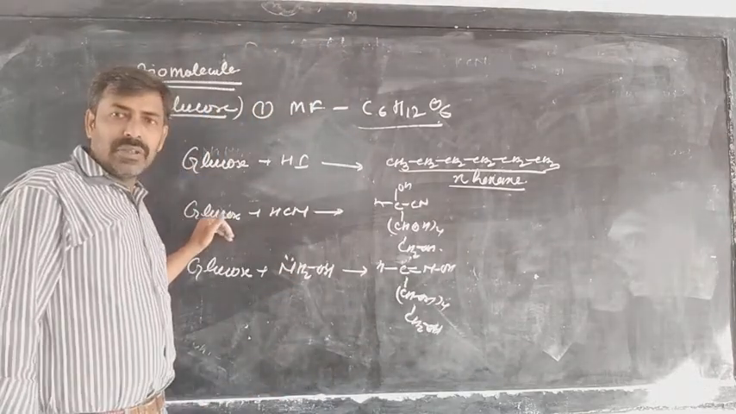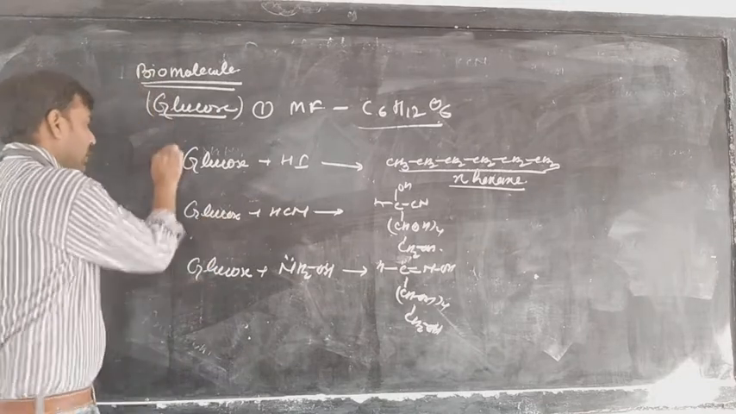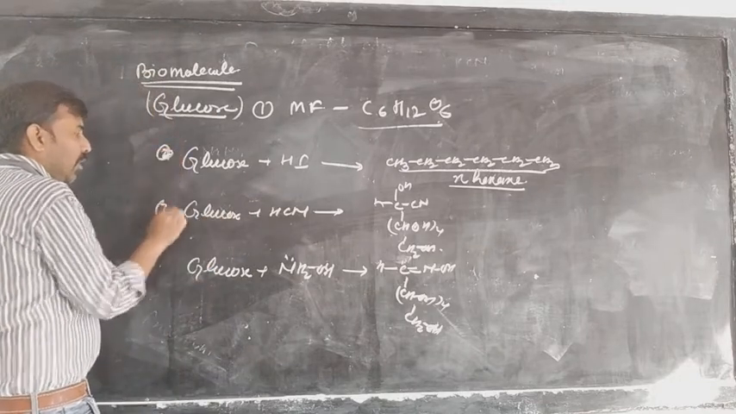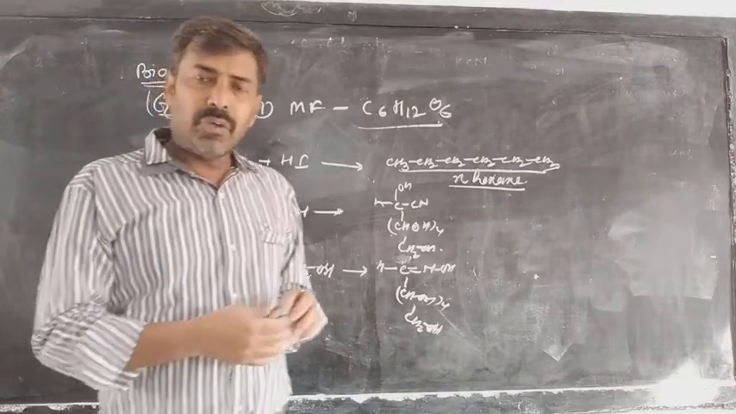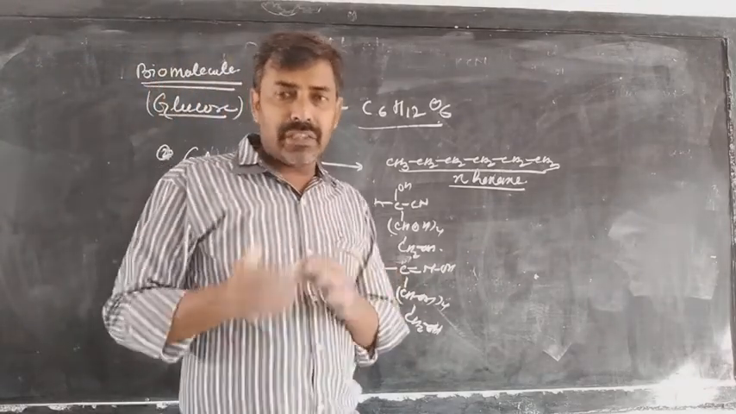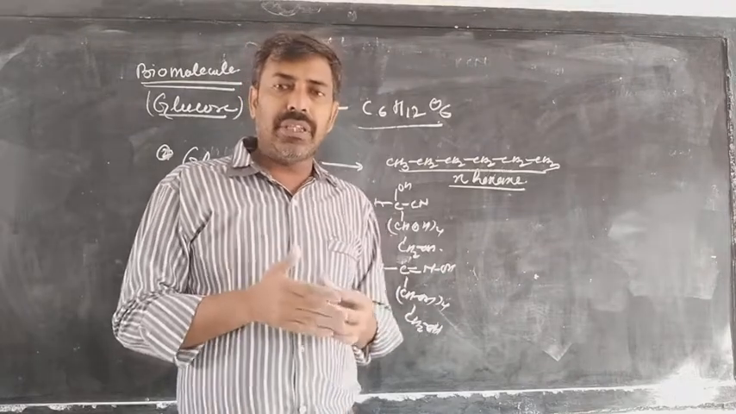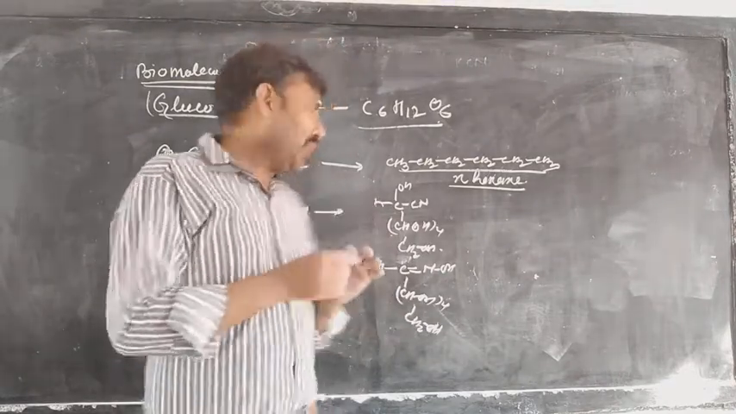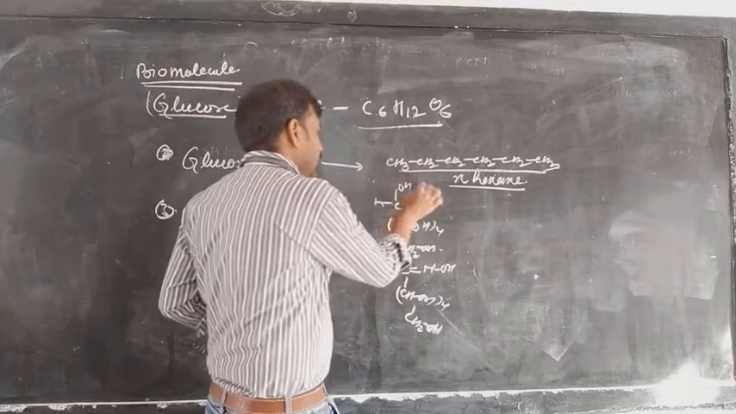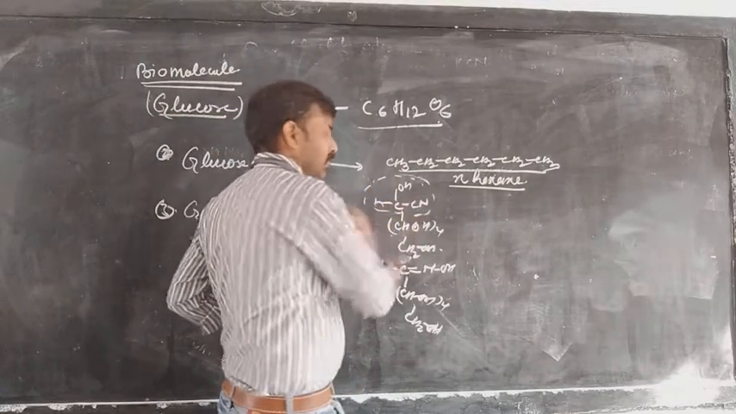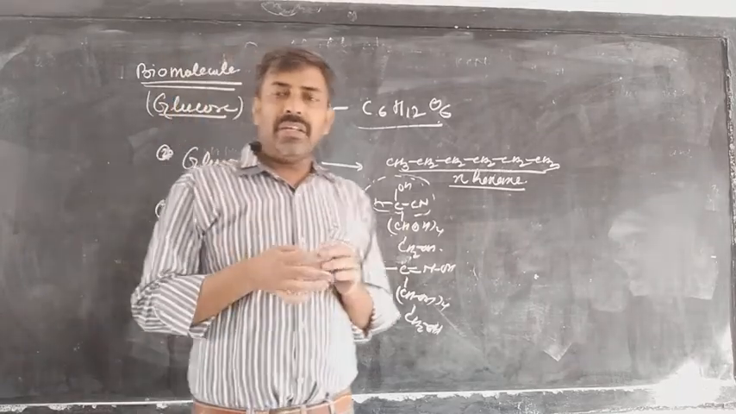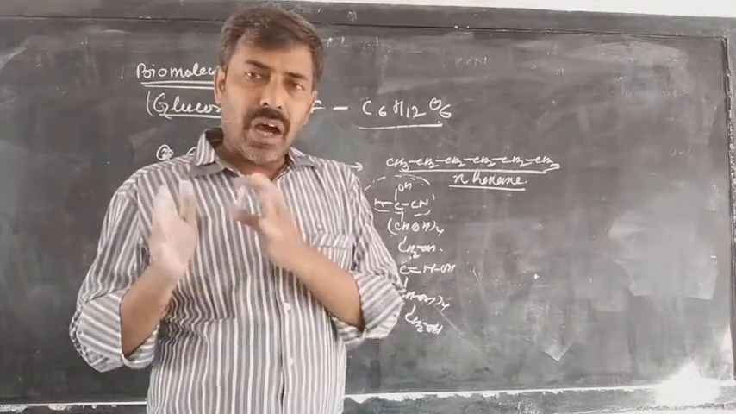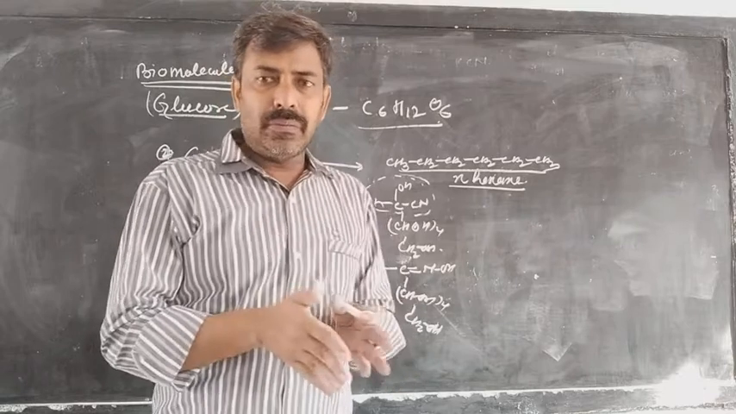What about the reaction with HCN? This is the first reaction. Now when glucose reacts with HCN, as you know well, in the case of aldehydes and ketones, a nucleophilic addition reaction takes place. Similarly, here you can see that the addition reaction is taking place. And this addition reaction suggests that the compound contains either an aldehyde or a ketone.